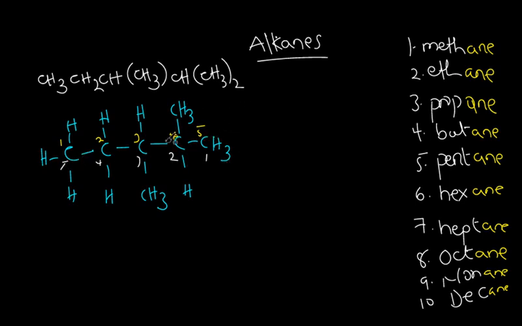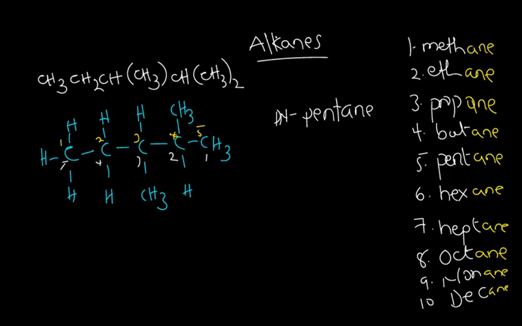So if this is the numbering we have over here, it means our parent structure has 5 carbons, so 5 carbons is what? Pent. So our parent name is what? Pentane. So we have that down.